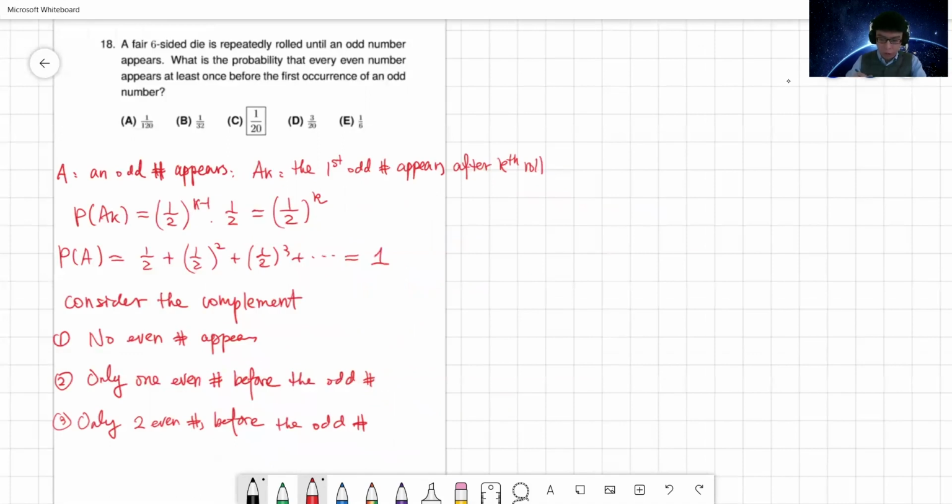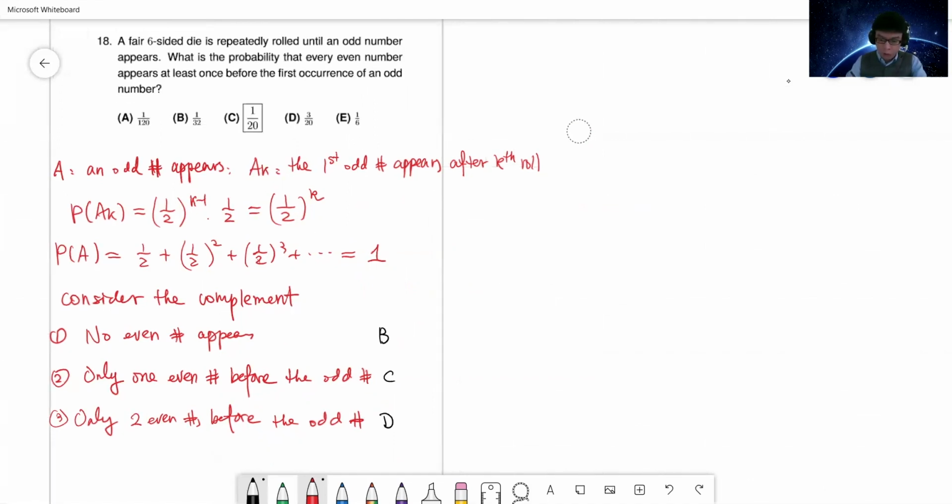For the case 1, for convenience, let me denote this one by event B, this by event C, this by event D. For B, no even number appears before the odd number. That means we have only 1 roll, and this roll gives an odd number. The probability is 1/2. The first roll gives an odd number.